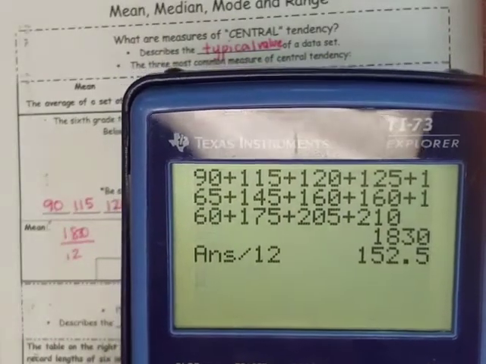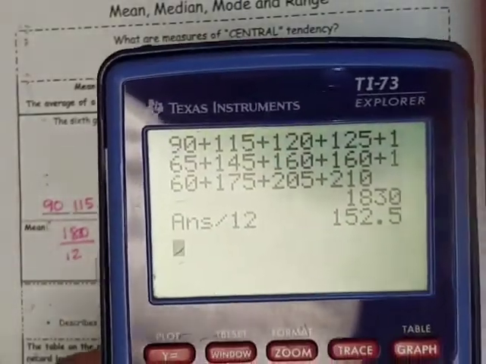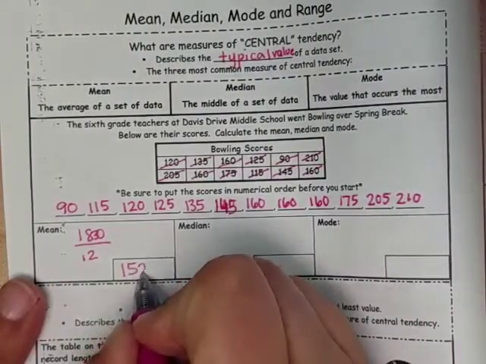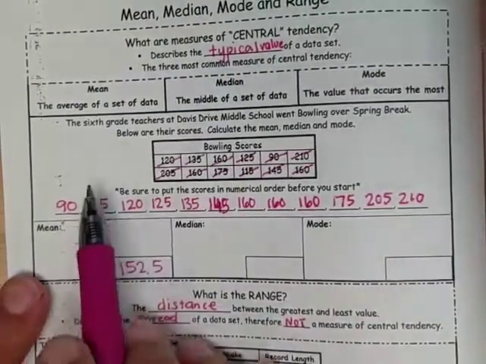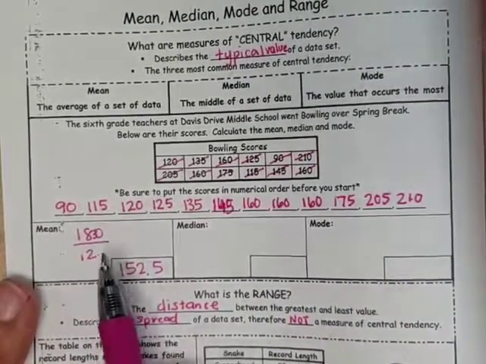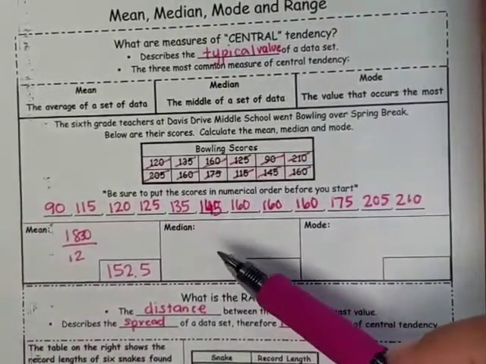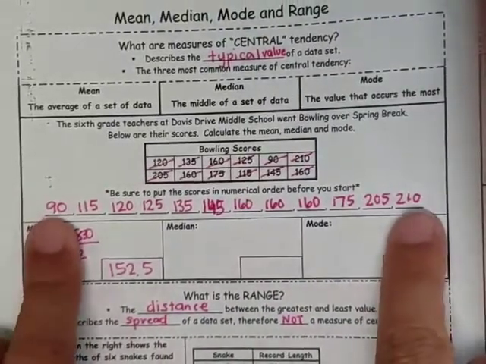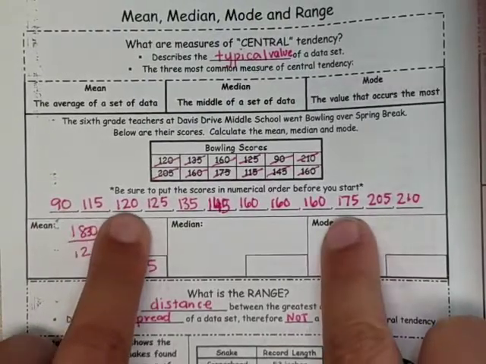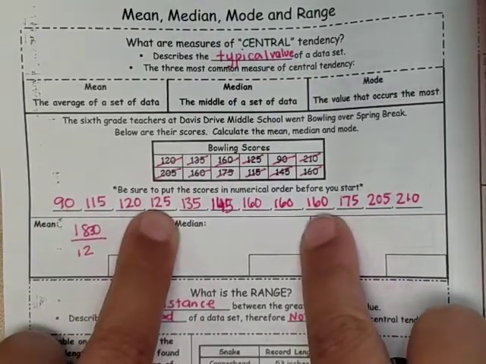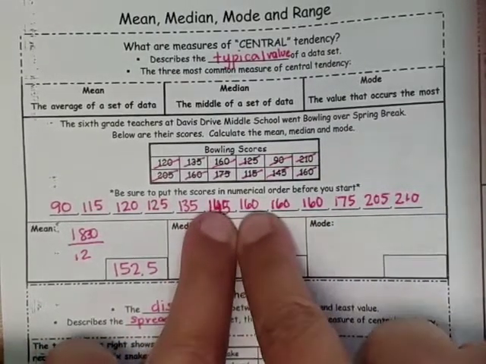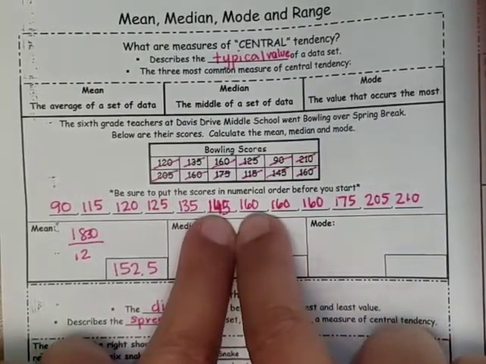Thank you. So our average score was 152.5 points. So again, to find mean, you add up all your data and divide by how many data sets there are. To find median, you have to find the middle piece of data. So you can start right here and you just kind of inch your fingers in towards the middle. Now what you can do is take your pen or pencil and mark through the numbers to see which one it is. So it's going to be between 145 and 160, so I need to find the average between there.